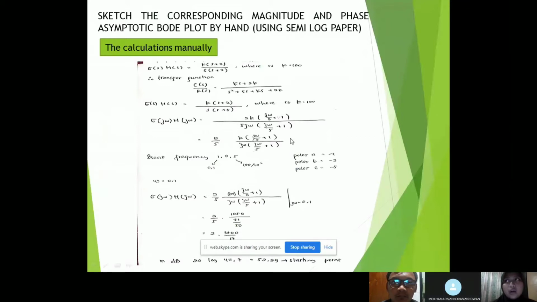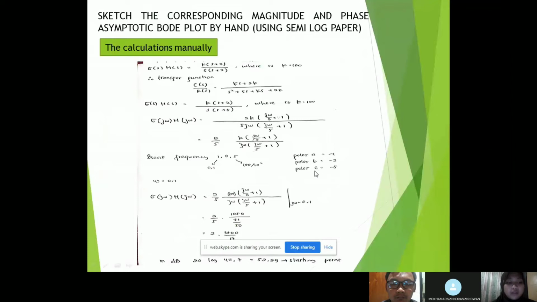So we have to change the s to j omega. We have G(j omega) equal to 2K multiplied by (j omega per 2 plus 1) per 5 j omega multiplied by (j omega per 5 plus 1), and we have the result. From the poles and the break frequencies, we can find the magnitude and the phase asymptotic. The break frequencies are 1, 2, and 5.